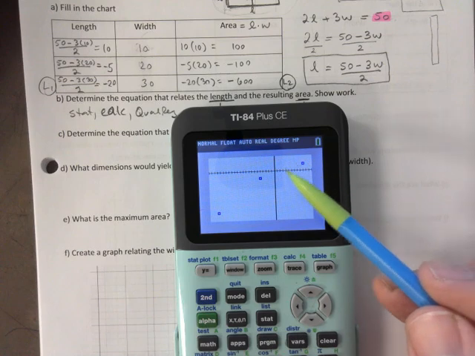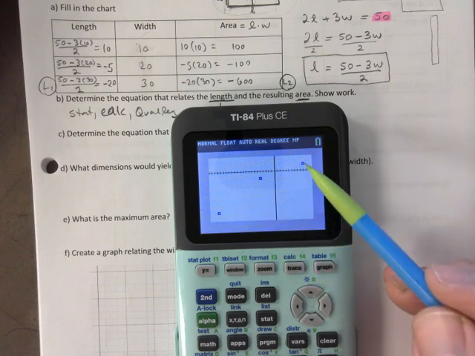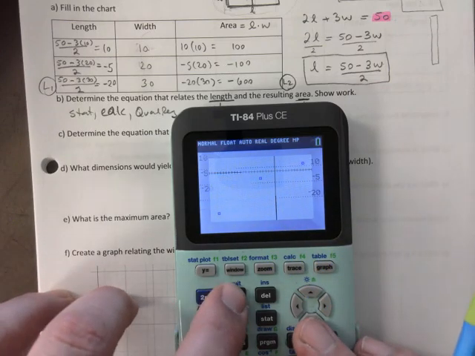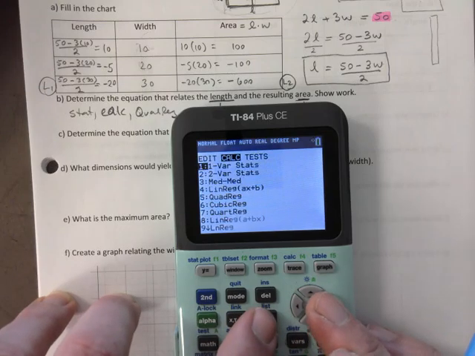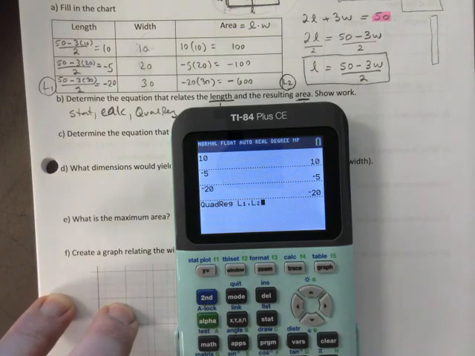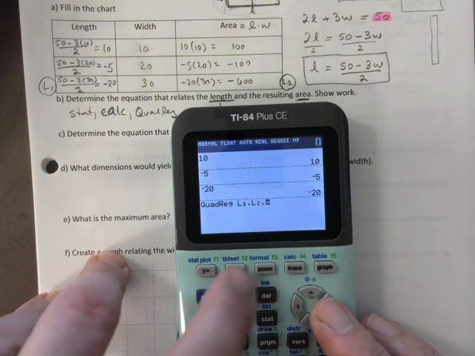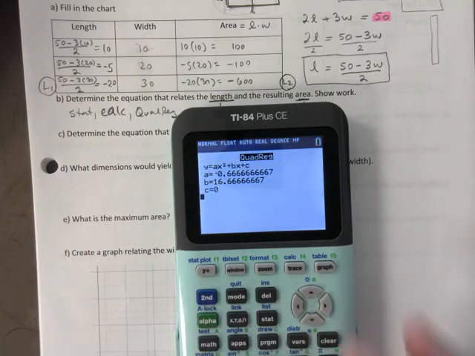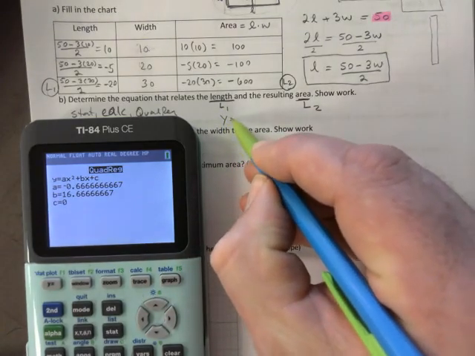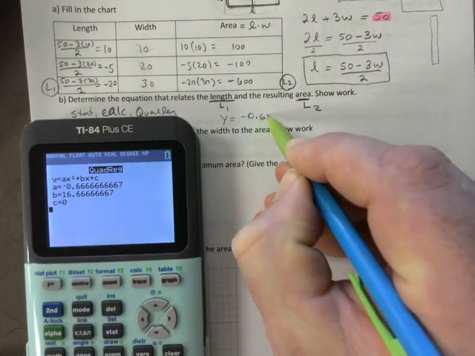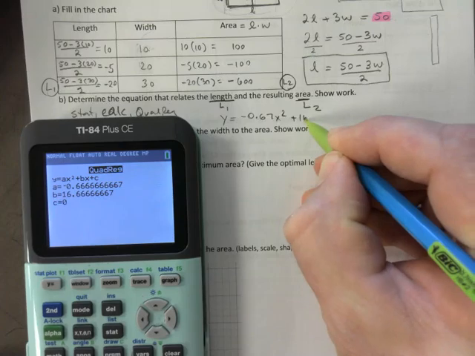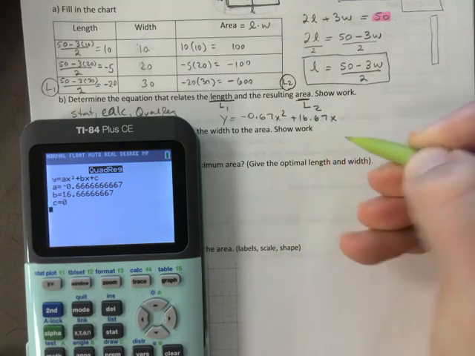You've got something happening here. That'll be the resulting parabola. Let's perform the regression now. Stat calc, quadratic regression. And there it is. Y is equal to -0.67 x squared plus 16.67 x.